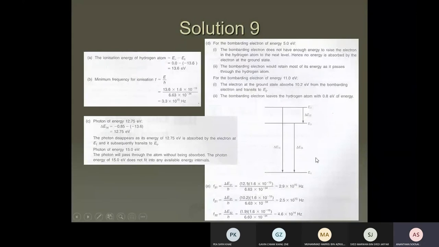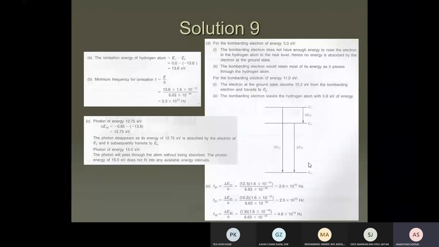So how much energy do these photons have when released? The energy difference for 3 to 1 is the greatest, which leads to the greatest frequency, 2.9 times 10 to the power 15, and so on. Three different frequencies will be released. The 3 to 1 transition has the greatest frequency or the shortest wavelength. Any questions from here?